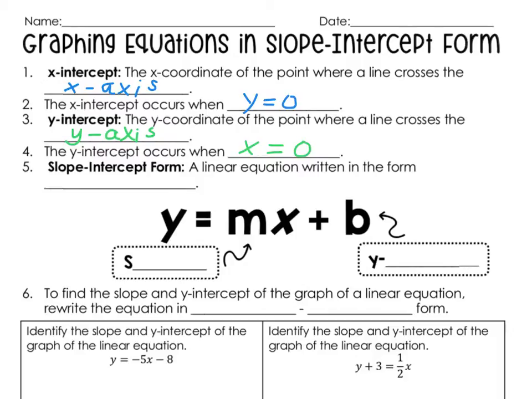For number 5, slope-intercept form, we've practiced this a bit already. A linear equation written in slope-intercept form has this setup: y equals mx plus b. So we're going to review this first. Remember the m. The m stands for the slope. So the s is already there for you. So we're going to put the word slope.